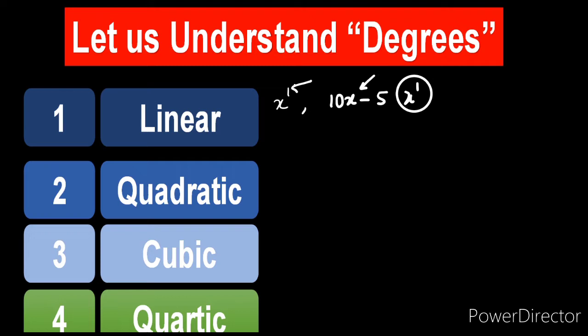If you see term wise, it is binomial, but if you see degree wise, it is linear because the power of x is 1. Keep that thing in mind. Don't get confused over here. Now let us talk about quadratic, x raised to 2 plus 11. What's the power over here? The power is 2. The highest degree is 2, and that is quadratic.